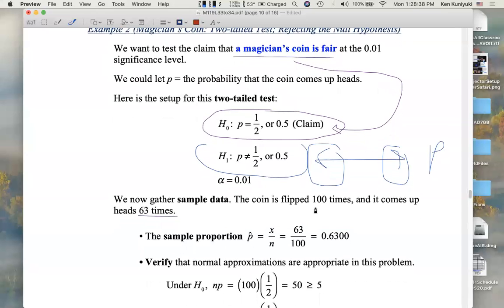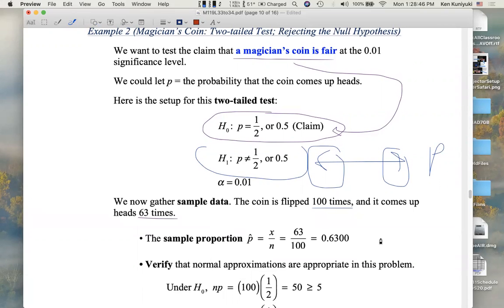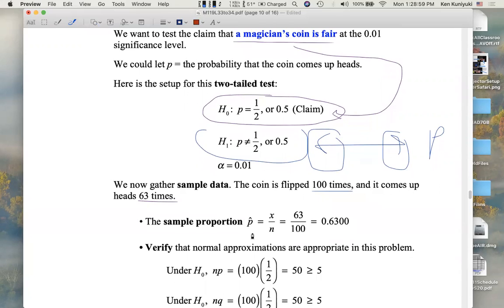So we gather sample data, and let's say we get 63 heads in 100 flips. Now just think about that. The null claim says that the coin is fair. You see 63 heads in 100 flips. Well, think about it. So the sample proportion is P hat, 63 out of 100, 0.6300.